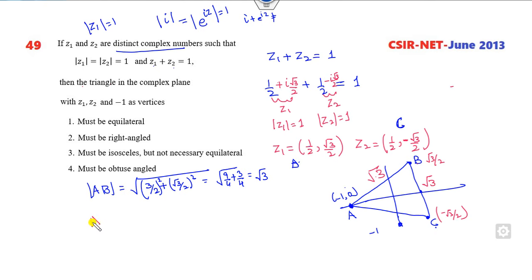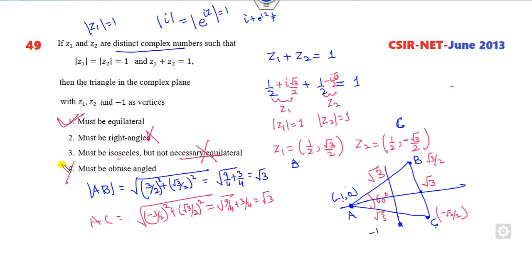What is the AC? It is minus 1 and it is half. So it is minus 3 by 2 whole square plus root 3 by 2 whole square. So again it is 9 by 4 plus 3 by 4. It is root 3. So all the sides are the same, so it is an equilateral triangle. A right angle cannot be there because it's equilateral, so each angle is 60 degrees. Isosceles is not necessarily cancelled. Obtuse angle is cancelled because all have 60 degree angles.